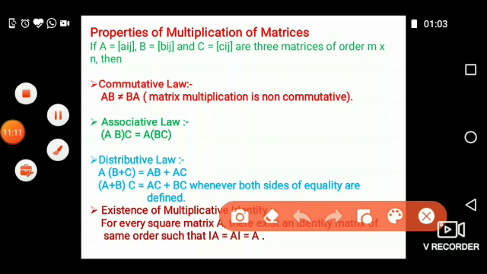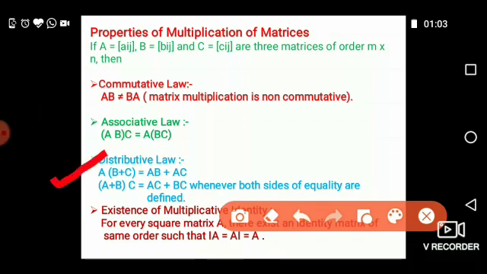Dear students, moving to the next property of multiplication, called the distributive law. It is multiplication over addition. A is multiplied to the sum of any two matrices. Therefore, A into (B plus C) is always equal to AB plus AC, or (A plus B) into C is always equal to AC plus BC, whenever both sides of the equality are defined. Such a law is called a distributive law.